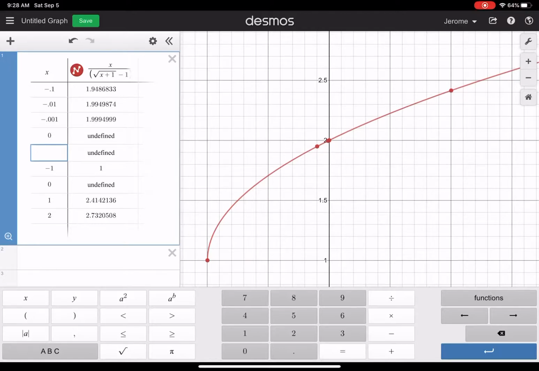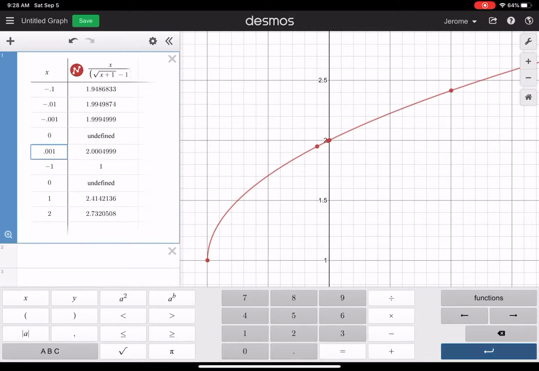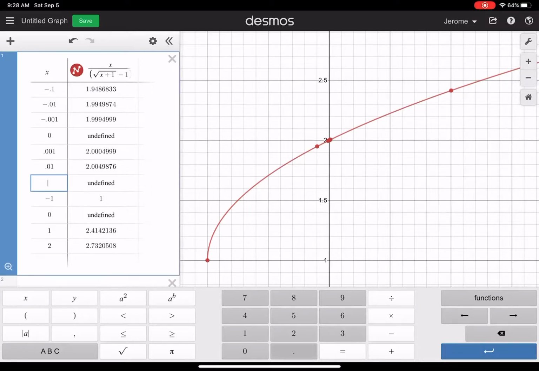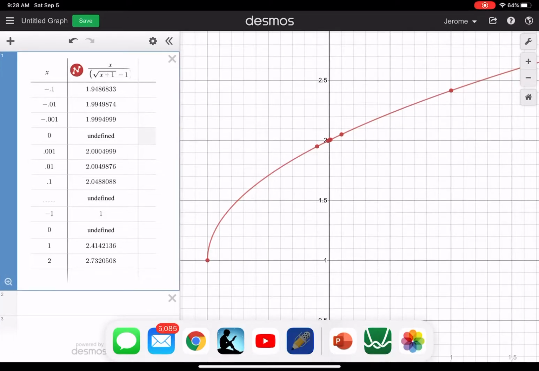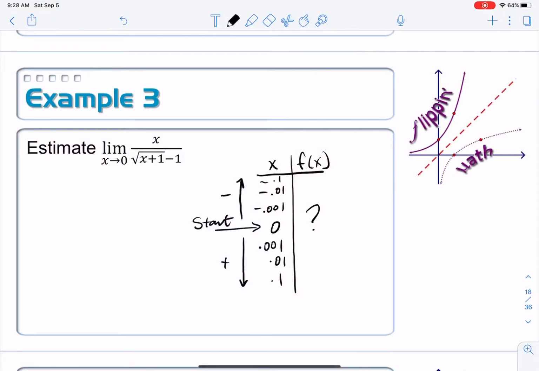We want to make sure it's the same number on either side. So 0.001, 0.01, and 0.1. And that does give me some nice evidence to suggest that the value of the limit there is 2. All right, so I will officially decree this as approximately 2. And in the next lesson, we will be able to prove that it actually is 2 using some limit laws.